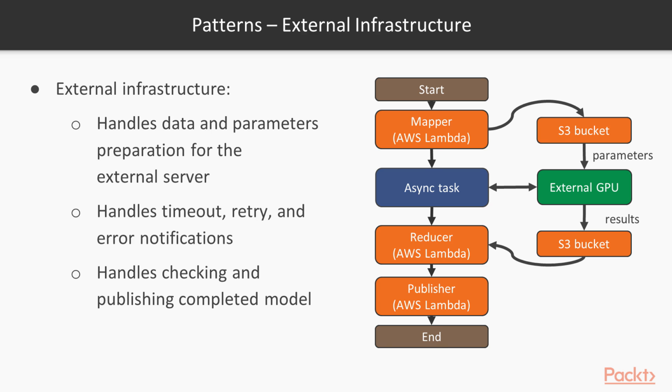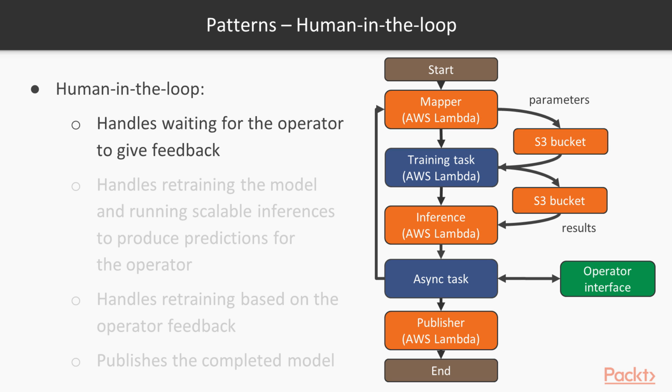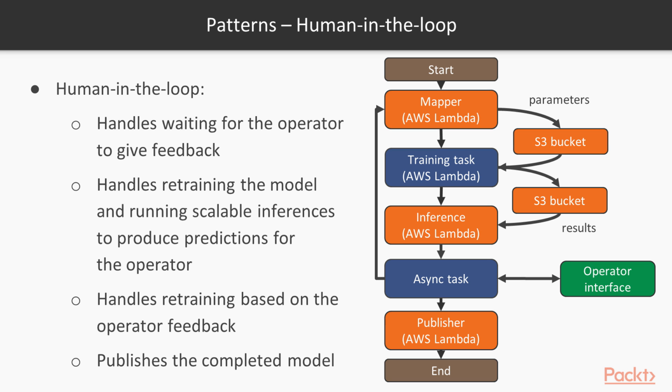Final pattern is human-in-the-loop architecture. In this case, we run training, then we run inference on a separate dataset, and then we get into the async state, similar to the previous case. The difference here is that we wait for the operator to give feedback about predictions of the model and possibly relabel the data. In case the feedback is significant, the model could be retrained and the user would see the updated results.